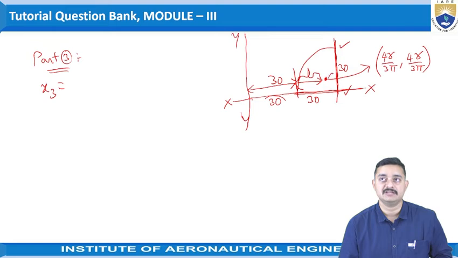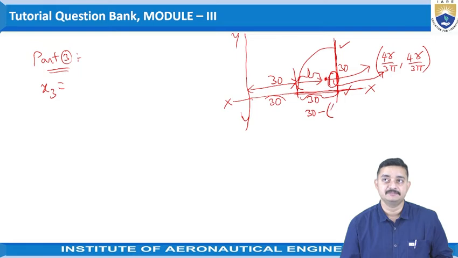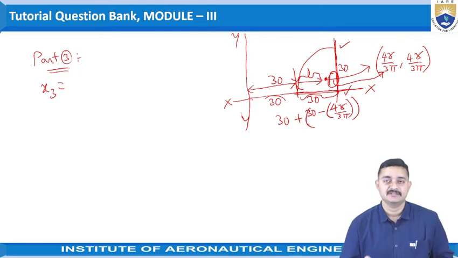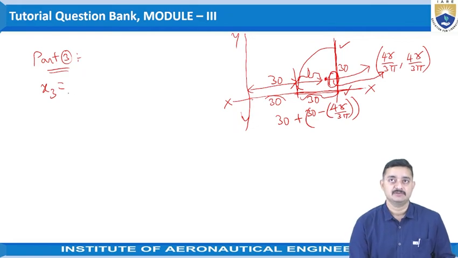or else we can take subtraction of this portion from the total 30. So 30 minus, and this portion length would be 4r by 3 pi. So addition of this 30 plus 30 minus 4r by 3 pi would be the distance of x coordinate of the centroid from the y-axis. So we can write here as 30 plus 30 minus 4 into 30 by 3 pi.